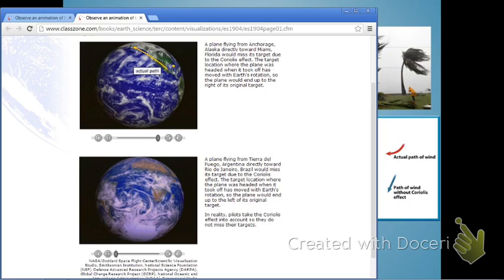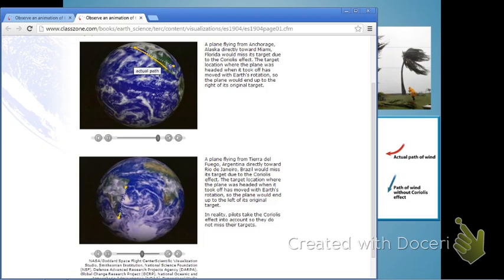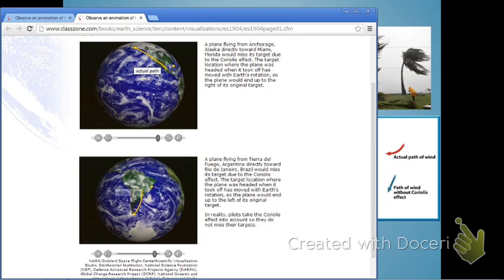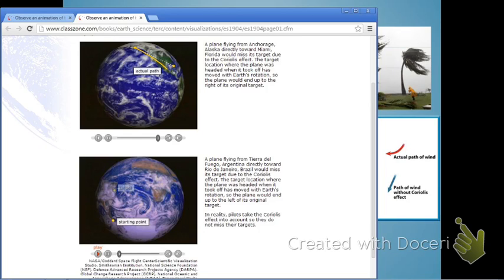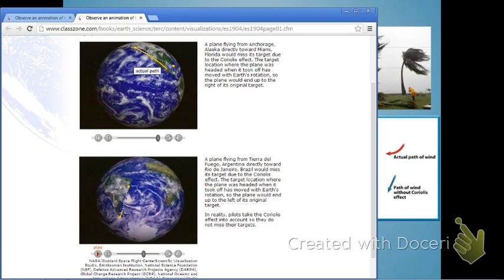The second example is a plane flying from Tierra del Fuego in Argentina directly toward Rio de Janeiro, Brazil, and it would miss its target due to the Coriolis effect. The target location where the plane was headed when it took off has moved with the Earth's rotation, so the plane would end up to the left of its original target. In reality, pilots take the Coriolis effect into account so they do not miss their targets.